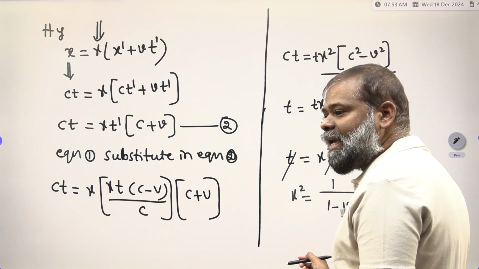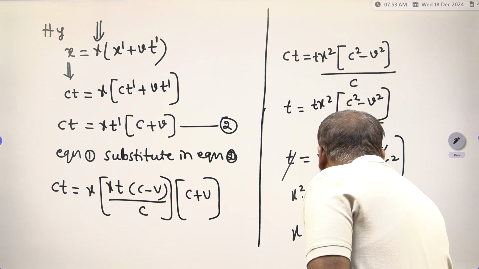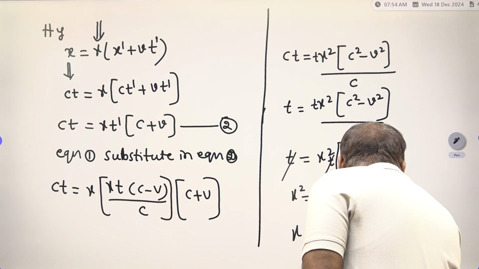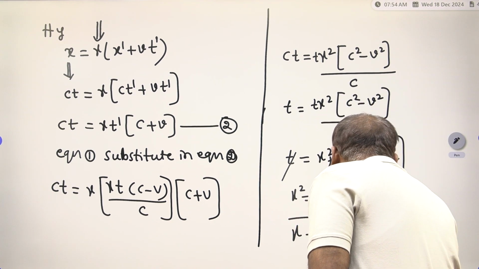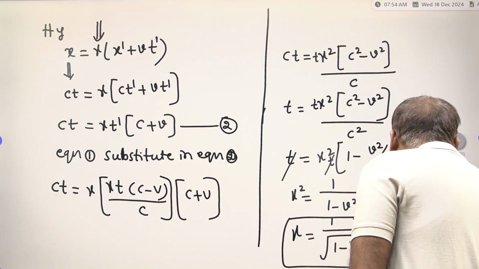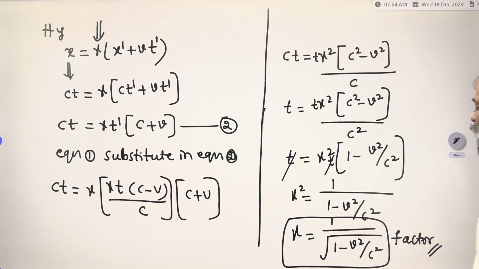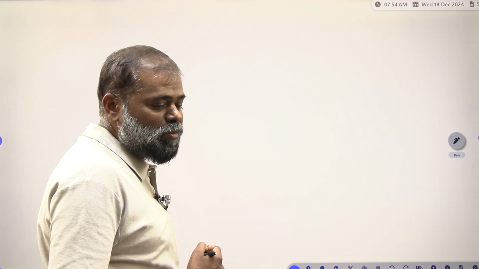Therefore, gamma is equal to 1 by square root of 1 minus v square by c square. This is the factor we discussed. Gamma is one factor, gamma is equal to 1 by square root of 1 minus v square by c square. From this, we have to substitute there. How we have to substitute, how we have to get the Lorentz transformations, you will see. First, you know what is equation number 1.